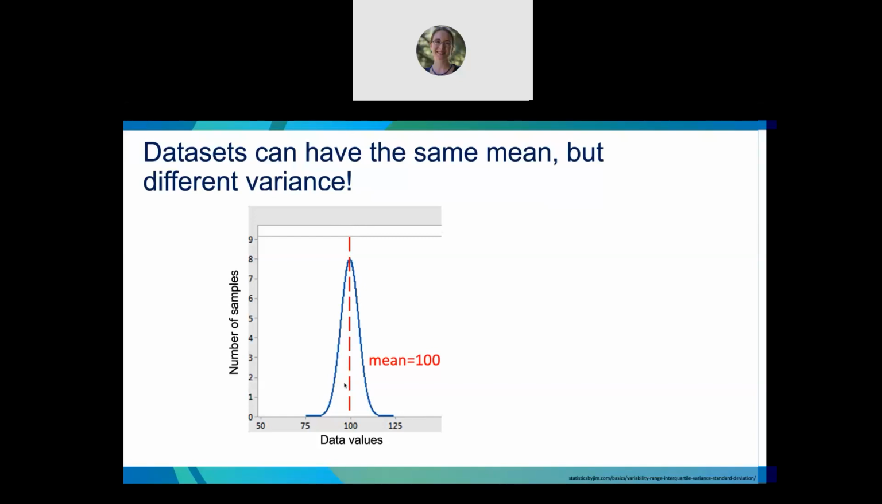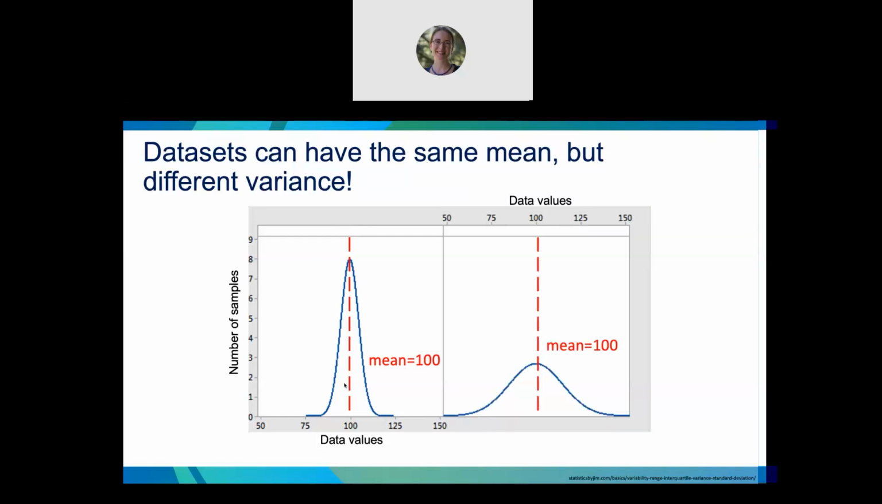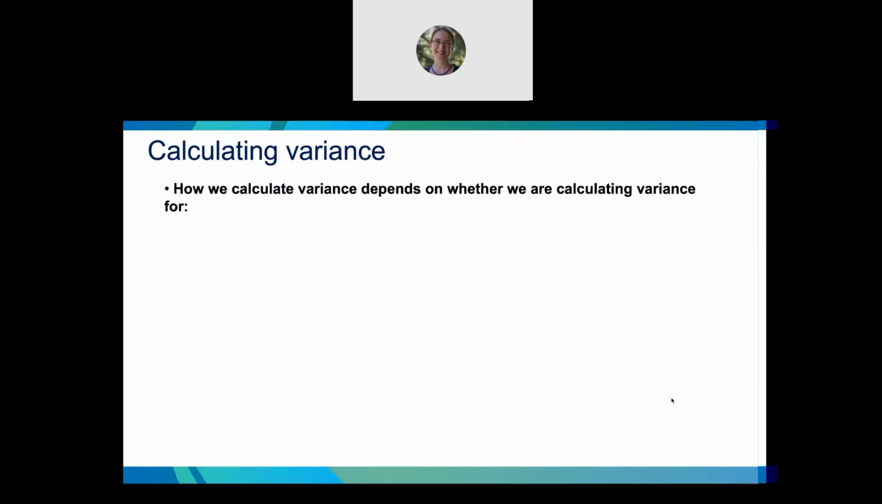We have a data set here where the mean is at 100. On a second data set, the mean is still at 100, but the variance is so much greater. So on the left-hand side, the data set has values from 75 to 125, but on the right-hand side, the spread is much, much larger, even though the mean is exactly the same. So we'll use variance as a building block in the next quantification.